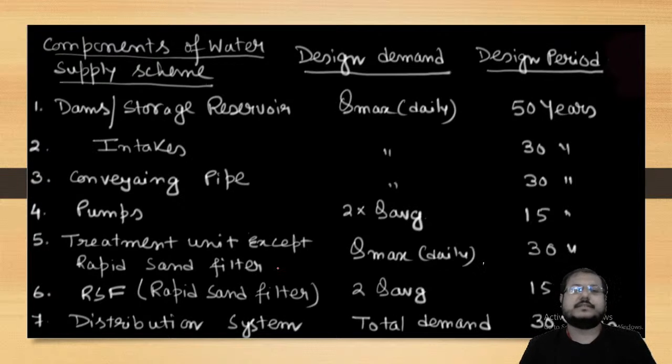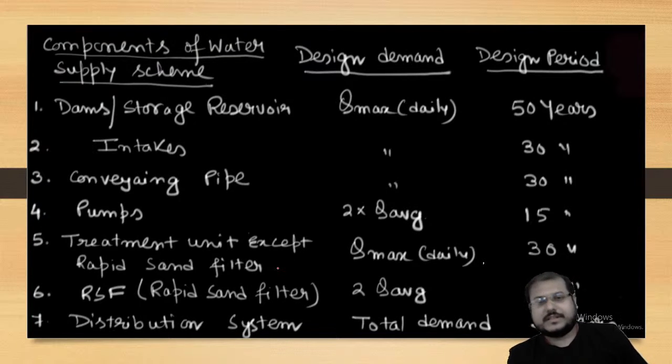Rapid sand filter, RSF, is designed for 2 into Q average design demand and the design period is 15 years.